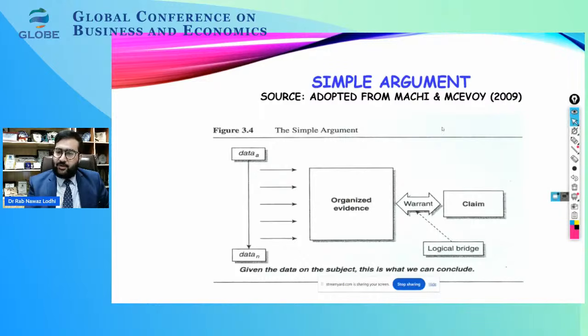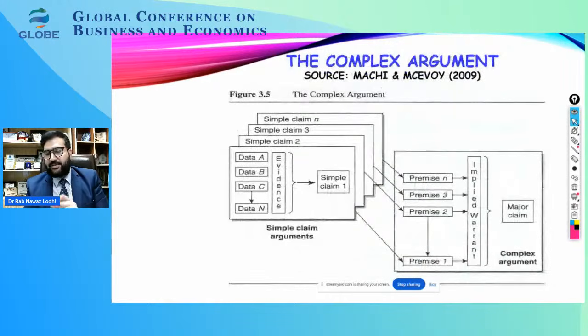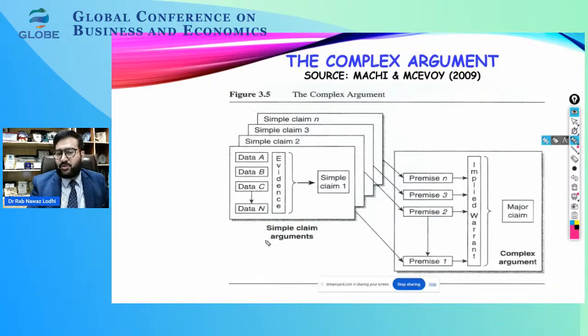Now we are looking for the complex argument. This is the same contributed by the same authors in their book on literature review. So now we have multiple simple claims. So this is the simple argument.